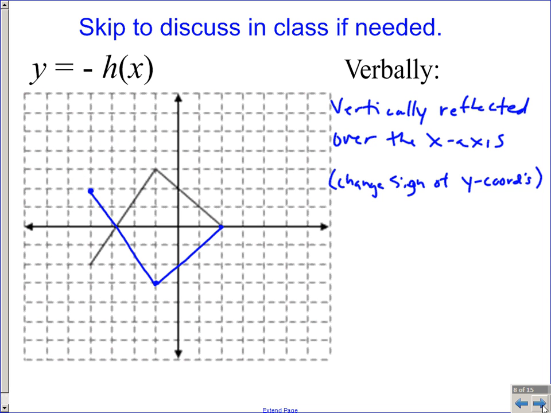Now a reflection. For time's sake, I'll just explain what's happening here. The negative outside makes it a vertical reflection over the x-axis. A way to think about that for this set of points that makes this graph is to simply change the sign of y coordinates. Positive values of y become negative and vice versa. Of course, 0 stays on the axis, and we would get this shape.